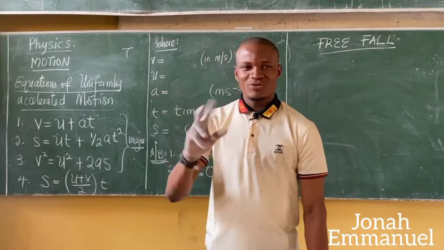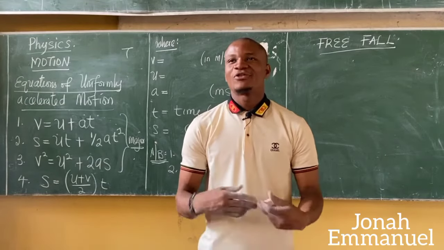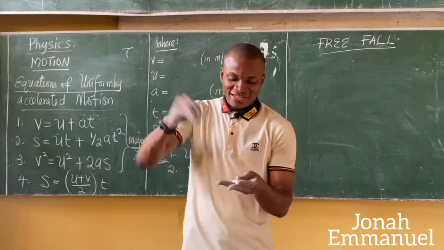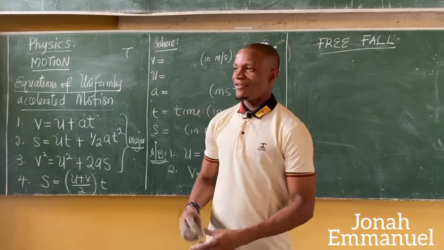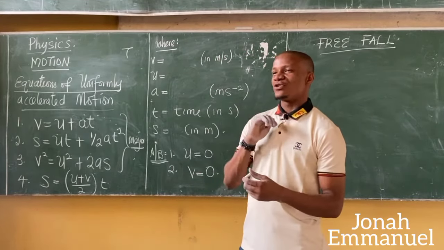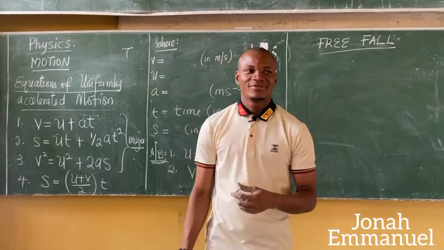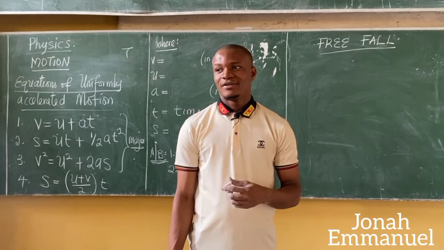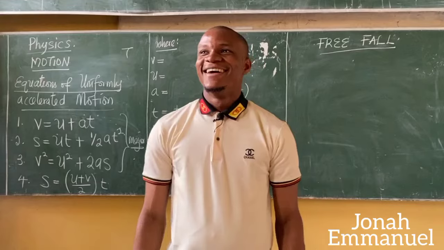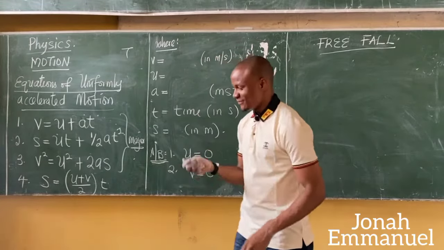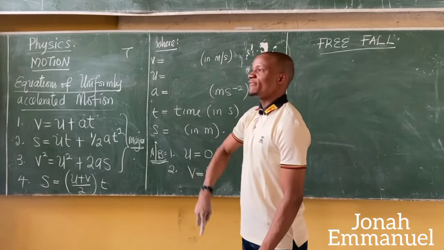As I was saying, when we say fall in physics, what do we mean? How do you define fall? Let me give you a hint. If something is falling, is it moving horizontally or vertically? Vertical. Don't say it's down. Fall is simply the vertical motion.